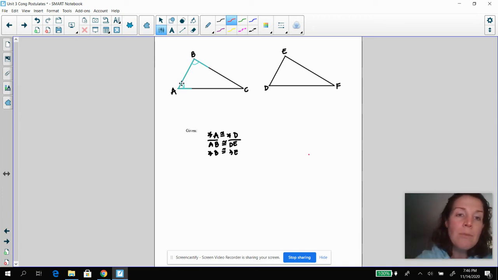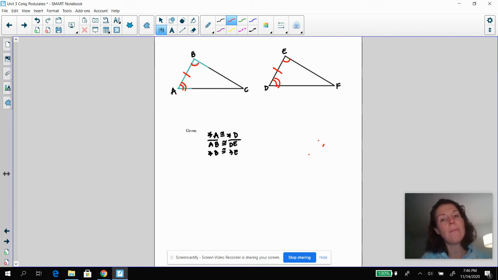Here's what I'm told. I'm told that angle A and angle D are congruent. I'm told that line segment AB and line segment DE are congruent. And I'm told that angle B and angle E are congruent to each other. Now, remember how we talked about included angles before?